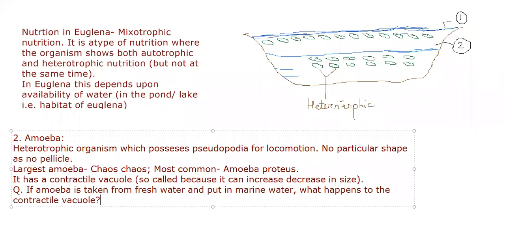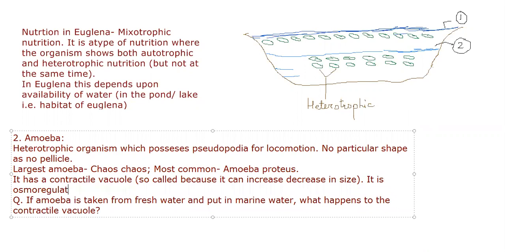Now to answer this question, we need to understand the function. What is the function of the contractile vacuole? Contractile vacuole is osmoregulatory in function. Osmoregulatory means maintenance of water balance, water amount or balance. That is why this question is asked.